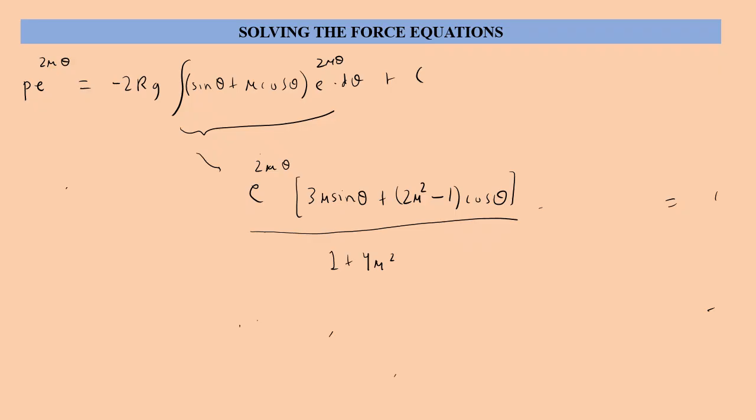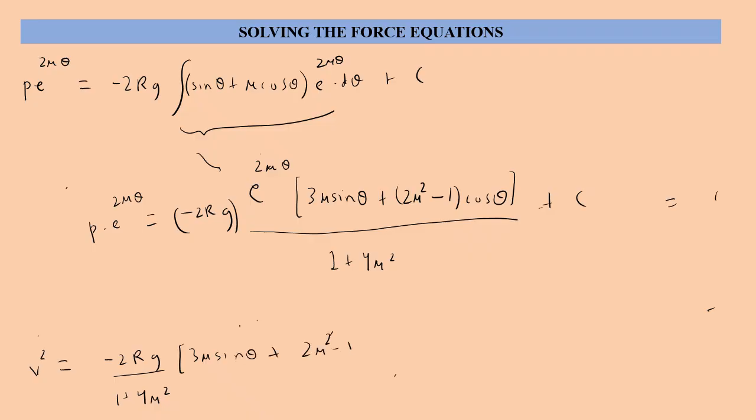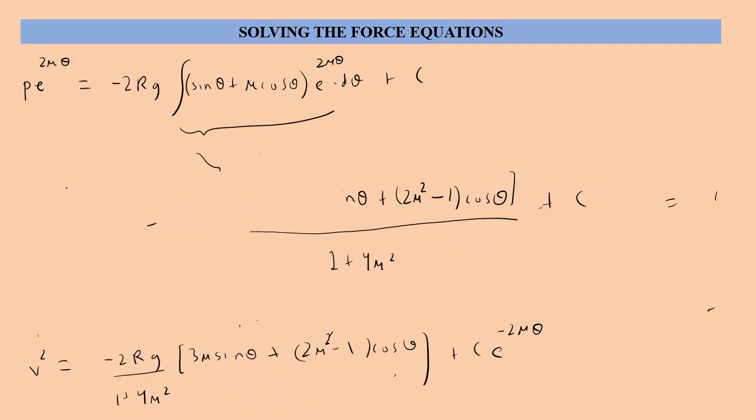So my solution becomes p times e to the power 2 mu theta. Let me write it down here. Is equal to negative 2 rg times this integral plus c. Now if I divide throughout by e to the power 2 mu theta and also replace p by v square, I get v square is minus 2 rg divided by 1 plus 4 mu square times 3 mu sine theta plus 2 mu square minus 1 times cosine theta, plus c e to the power negative 2 mu theta, where c is an unknown constant of integration.